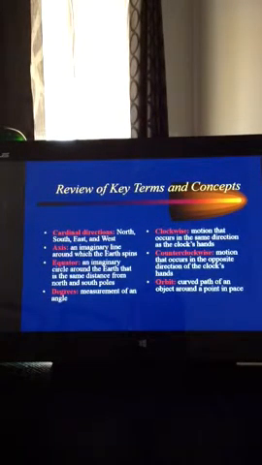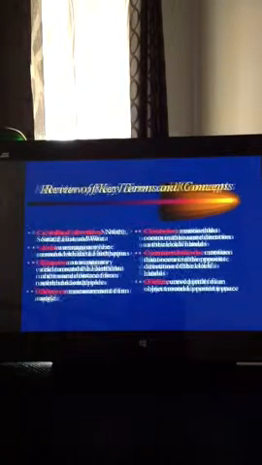Review of our key terms and concepts from our last lesson. We went over cardinal directions, which is north, south, east, and west; axis, an imaginary line around which the Earth spins; equator, an imaginary circle around the Earth that is the same distance from north and south poles; degrees, measurement of an angle; clockwise, motion that occurs in the same direction as the clock's hands; counterclockwise, motion that occurs in the opposite direction of the clock's hands; orbit, curved path of an object around a point in space.